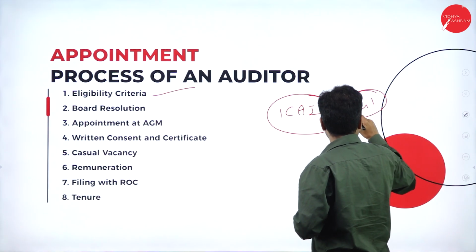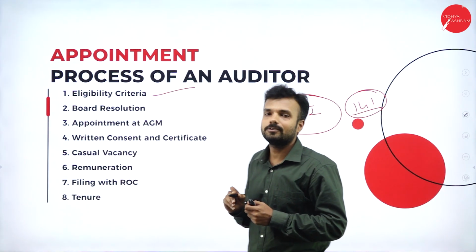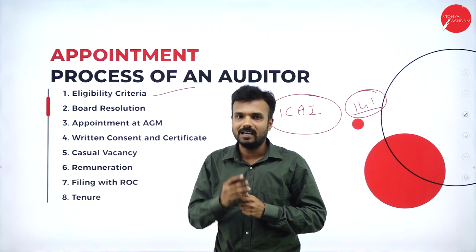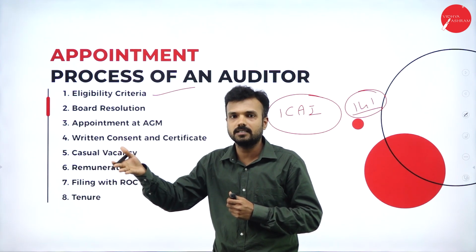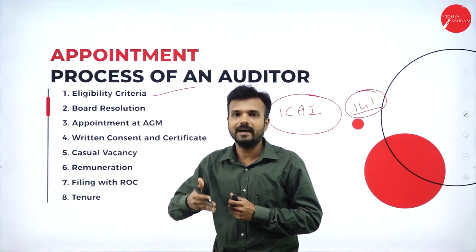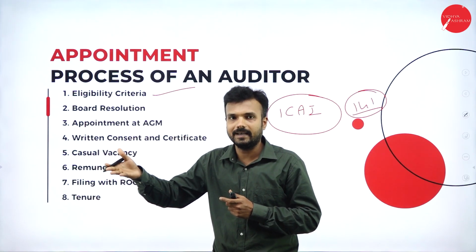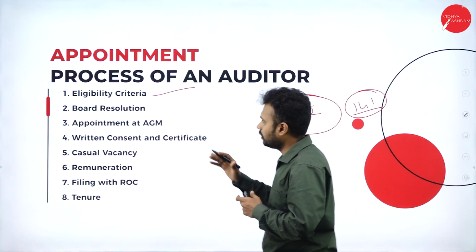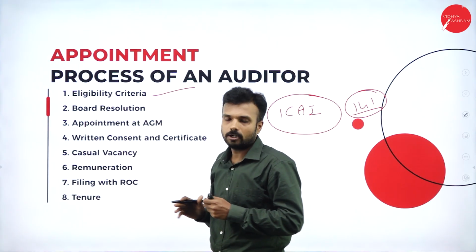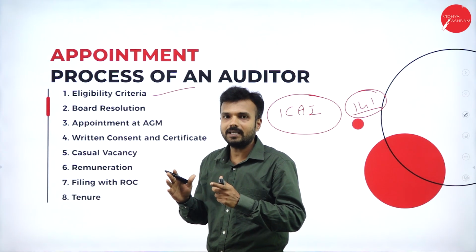The second criterion is that he or she should not be disqualified by law under Section 141 of the Companies Act. The law may have disqualified him or her as an insolvent, or as a criminal. All these things should not be there. Then he or she is eligible to become an auditor of the organization. That is the eligibility criteria.